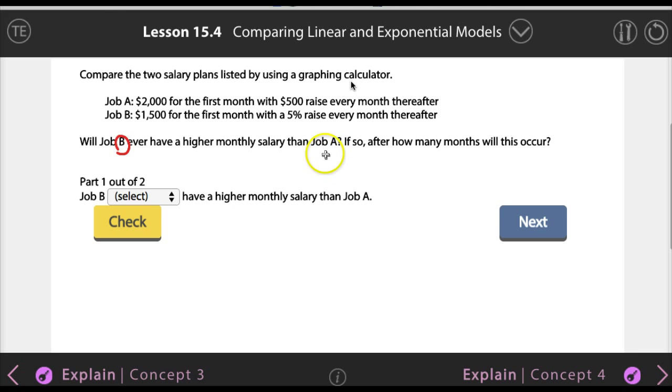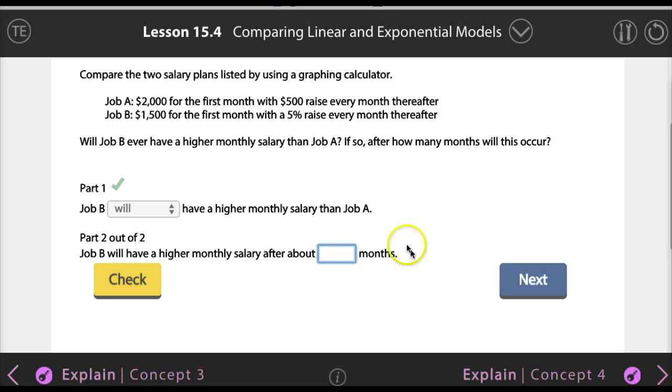Well, we already know that the answer is yes, because if you're just adding 500 every single time and you were to graph it, it looks like a straight line going like that. But if you make a 5% increase every single time, this is an exponential function, so you're going to be multiplying by 1.05 every single time, remember? And so your graph is going to look like this. I shouldn't have to explain this part in any more detail because this is the second chapter where we're talking about exponential functions, right? Anyway, so we already know that eventually job B is going to have a higher salary, so let's just go ahead and say will, because we already know that's the correct answer.